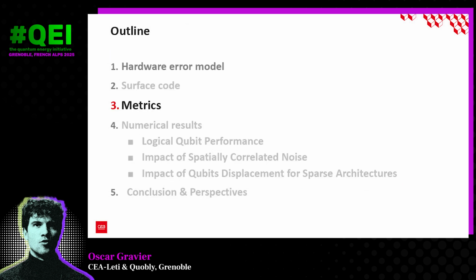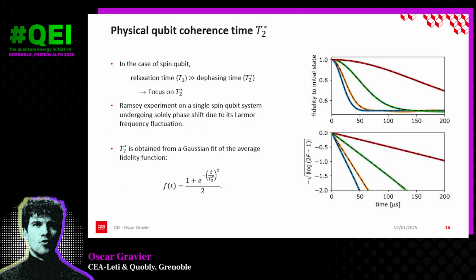Now for the metrics. In this work, we have chosen to work with a time-based comparison because it enables us to have a view closer to the reality of the dephasing, and so we can understand how it is dephasing by looking at the coherence time. For the physical qubit, as you may know, we have two times, T1 and T2 star, and as T2 star is way smaller than T1, we will focus on this value.